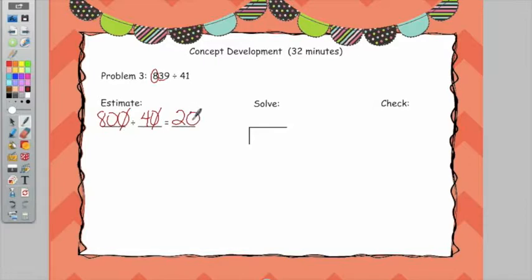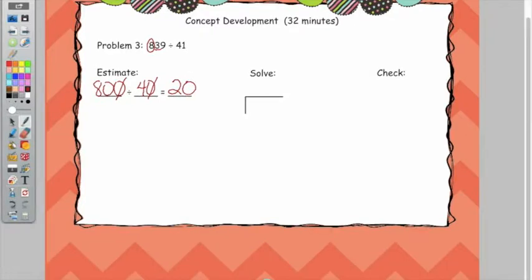Okay? So let's write the problem down. This is going to be easy to skip count, by the way. Anything with a 1 is going to be easy, because I can count by 4s. You have to add 1 to 1. So it's going to be 41, 82, 123.